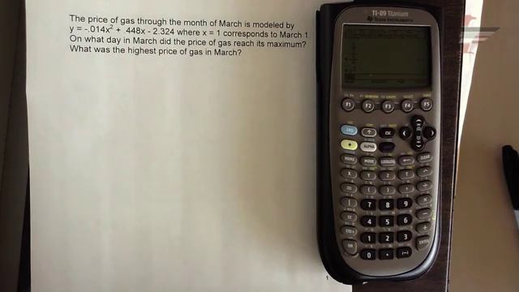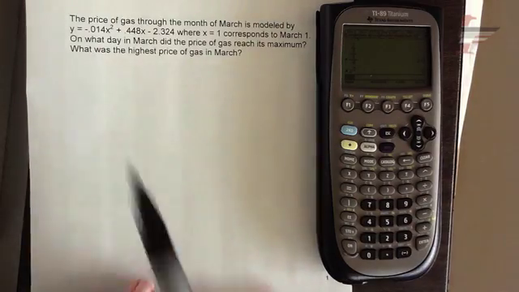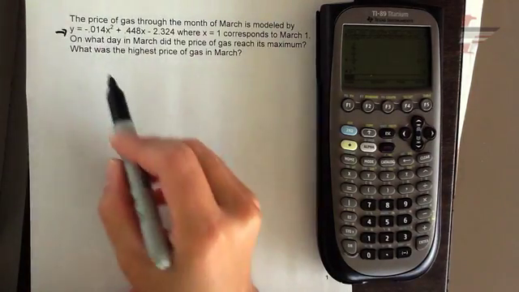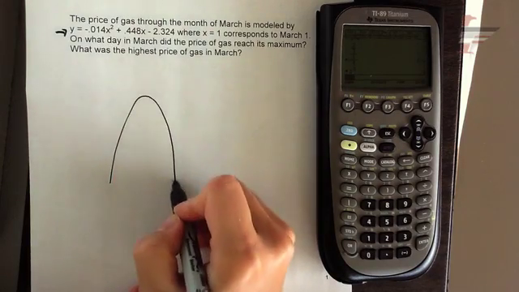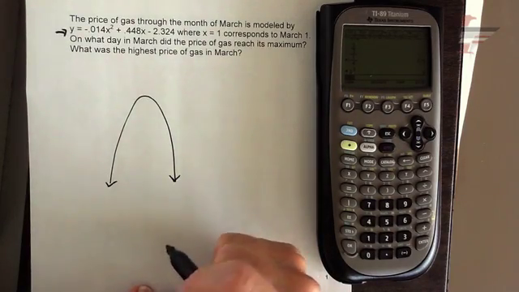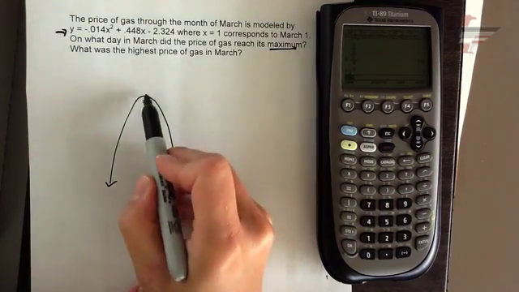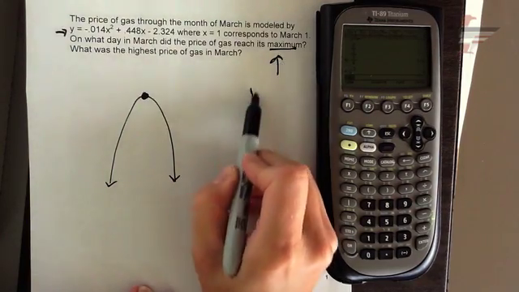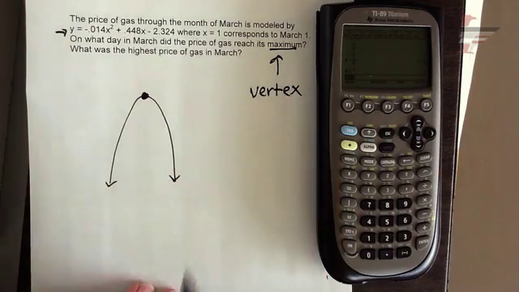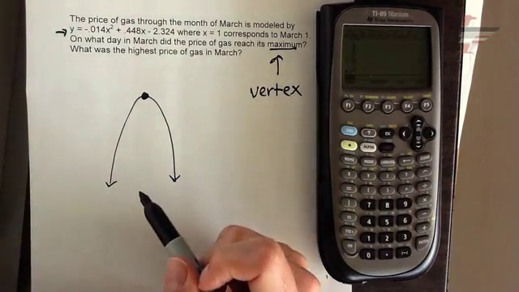So remind yourself, the problem says the price of gas through the month of March is modeled by the following quadratic, where x equals 1 corresponds to March 1st. On what day in March did the price of gas reach its maximum, and what was the highest price of gas in March? So a couple of things I know before even going to my calculator: if I graphed this quadratic, because my a value is negative, I'm going to have a parabola opening down. I see the keyword maximum, aka vertex.